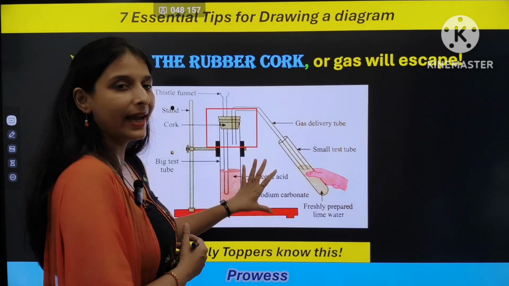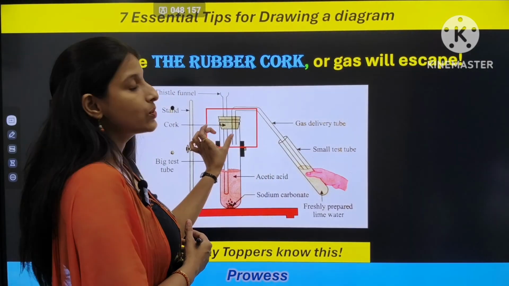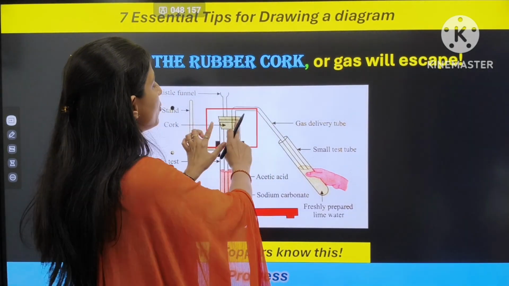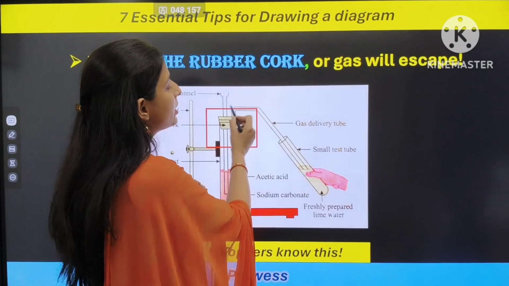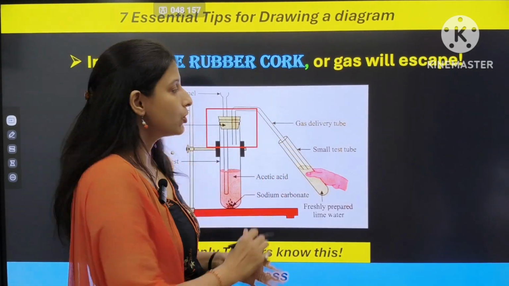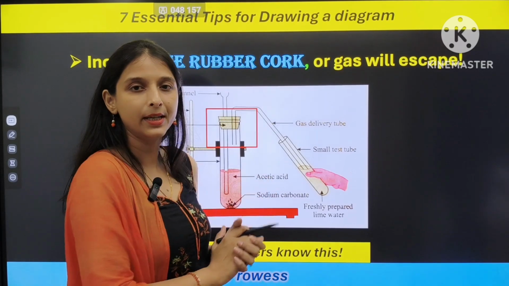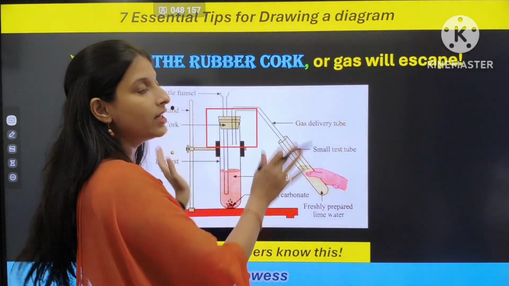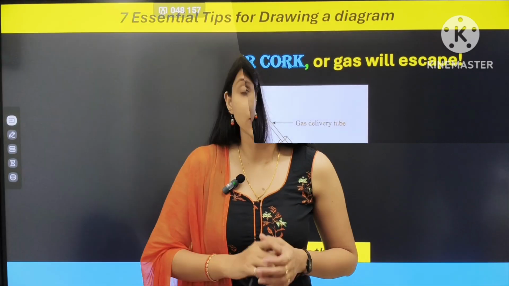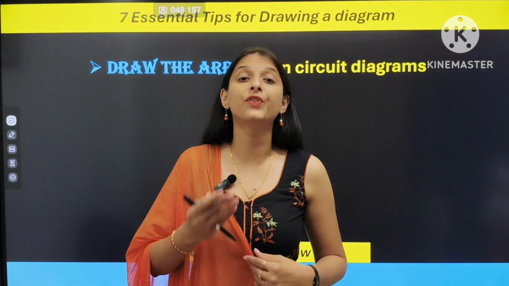Now here when the reaction takes place, the gas which is released, if you don't draw this cork, the gas is going to escape, right? So nothing is going to get collected in this. You're drawing the entire thing correctly, but if you forget to draw the rubber cork, that means scientifically your diagram is wrong.